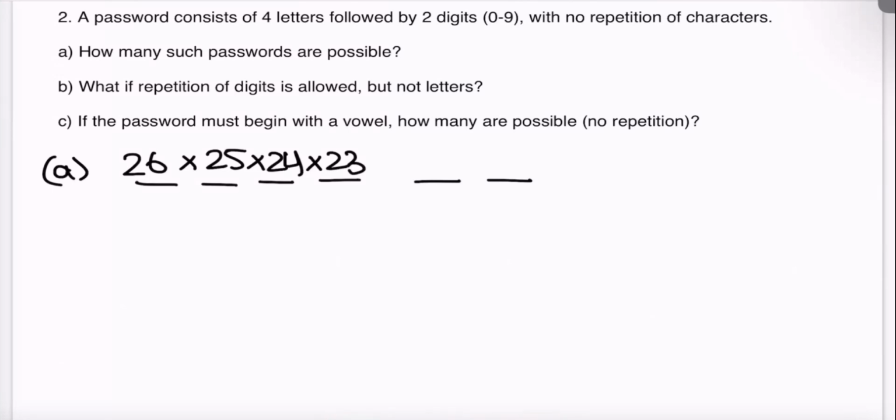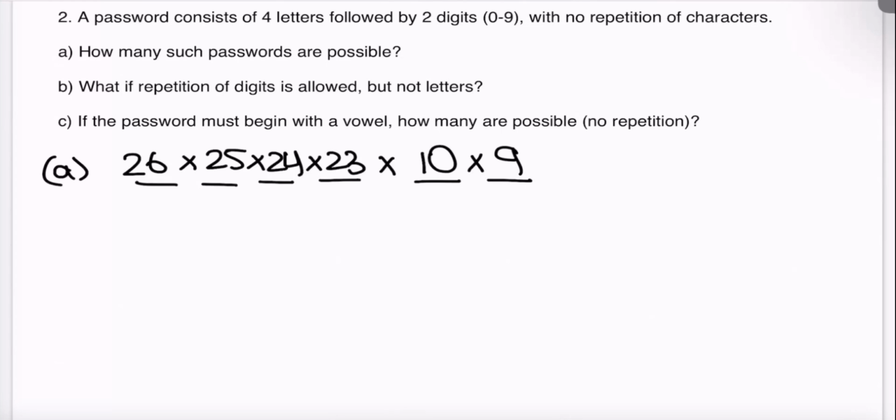Then, after that, it's followed by 2 digits, 0 through 9. So there's 10 different digits. So how many possible digits could there be for the fifth character of the password, or the first digit? Well, it could be any of the 10. What about for the final character of the password? Well, that would be any of the digits 0 through 9, except for whatever we picked the first time, right? Because there's no repetition of characters. So now there's only 9 left, because it could be any of the 10, except for whatever was picked.